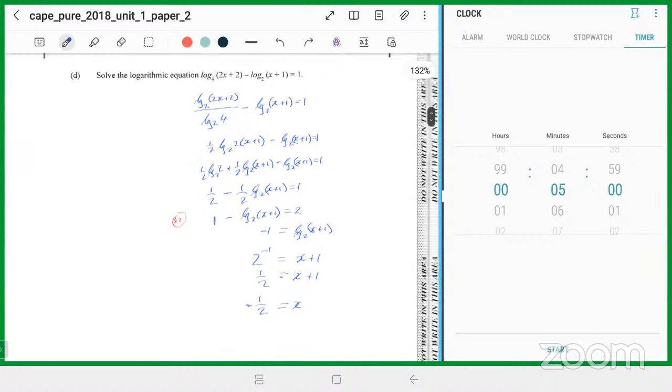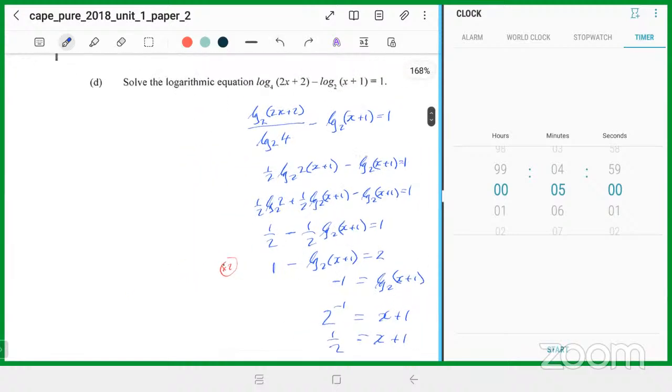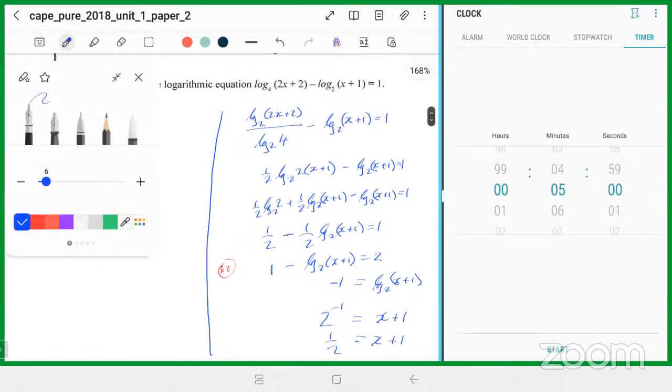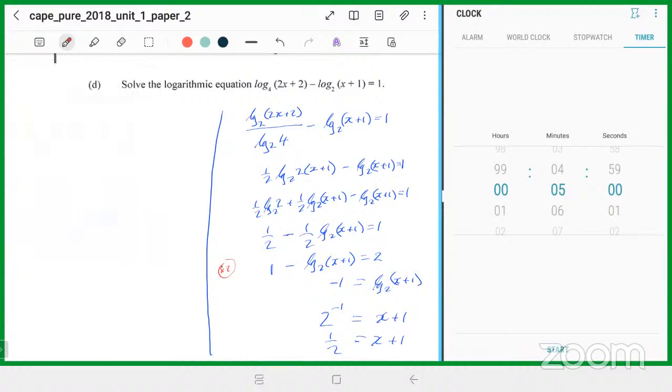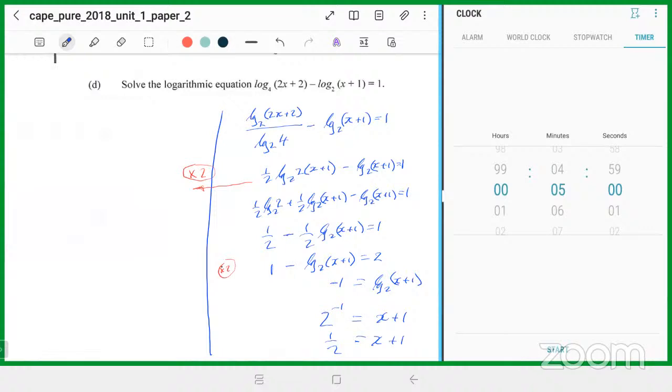I want to try the other way. I didn't want to split this out. From right here, I split this out into these two terms. I want to try another way by multiplying through by this 2. So from this line, I'm going to multiply by 2 instead and see if we get the same answer.